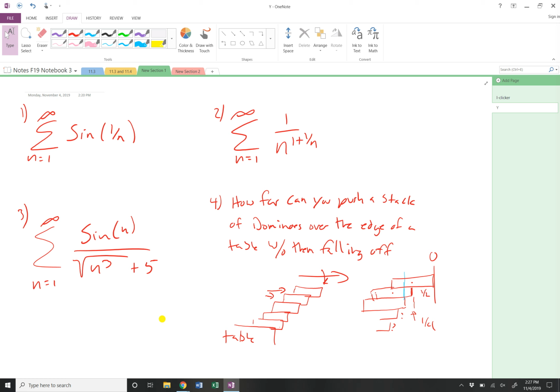If you're stuck on that first one, that sine of 1 over n, I know I hit it very quick at the end. We'll hit that again. If you're stuck on that one, just move to the other.